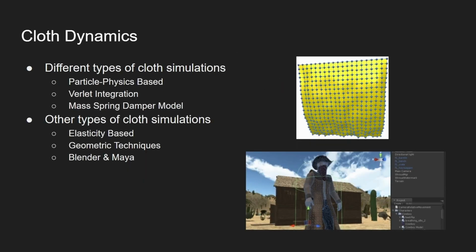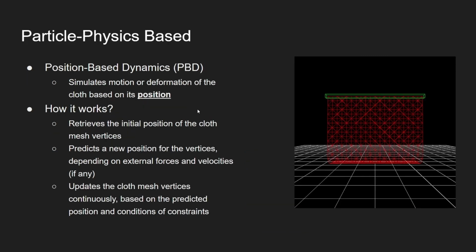Next up, I'll be talking about cloth dynamics. There are different methods of cloth simulation. The first three you can see are particle and physics-based simulation, Verlet integration, and mesh spring damper model, and other types of simulations such as elastic-based and geometry techniques are mainly used in Maya and Blender. So when talking about particle physics-based simulation, we have to talk about position-based dynamics. And this method is used to simulate cloth based on its position, vertices, and constraints.